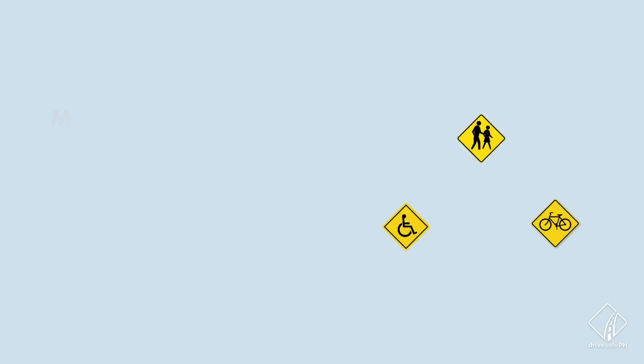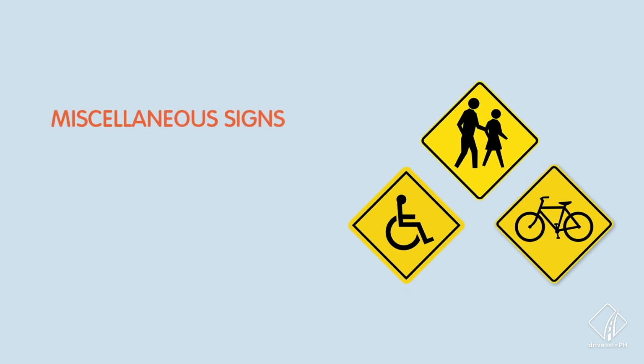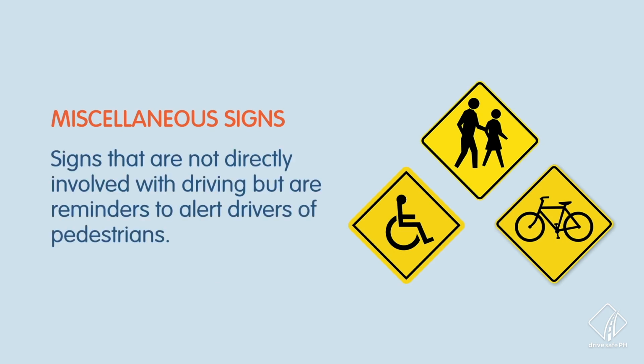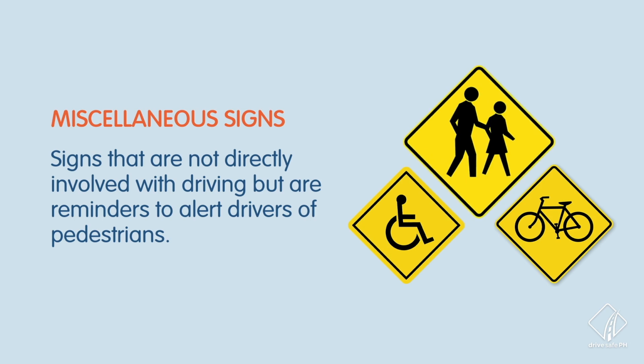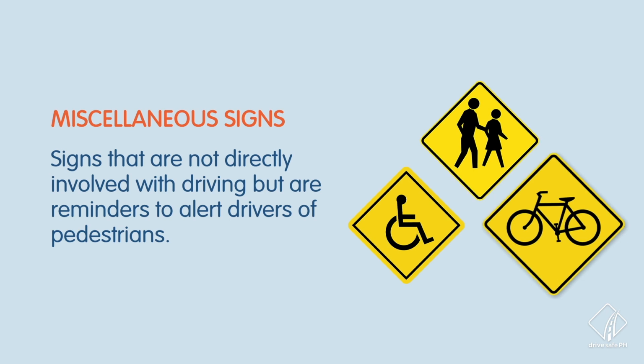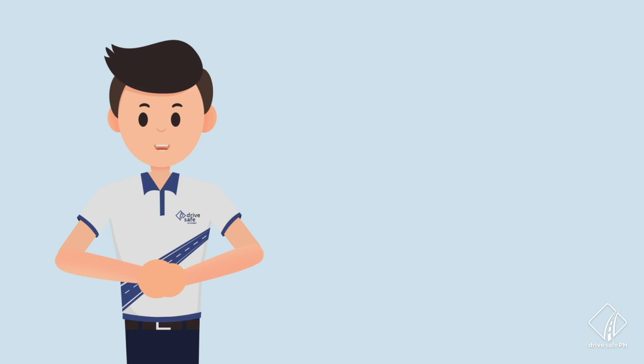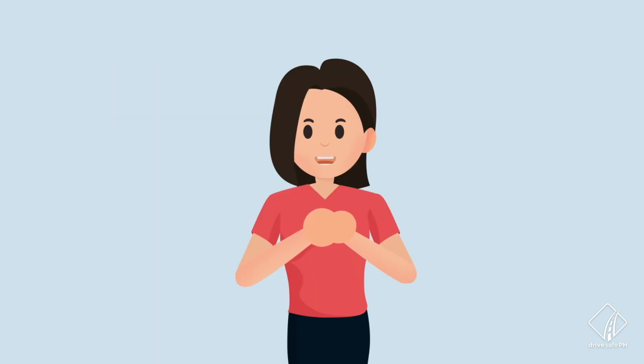The other signs are called miscellaneous signs. They are in black circle with a yellow background. These are signs that are not directly involved with driving, but are reminders to alert drivers of pedestrians like children who are crossing the street, bikers as well, and for people with disabilities crossing the road. Always consider the safety of your fellow road users by following these miscellaneous signs. I will, Mr. Drive Safe.